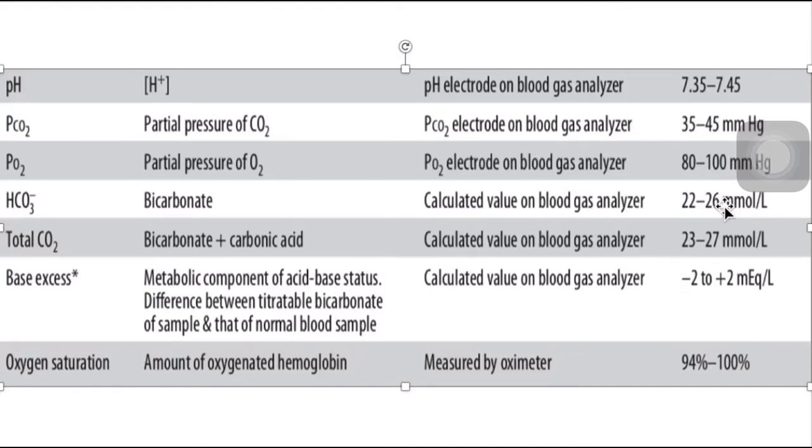Then we also have the concept of uncompensated, partially compensated, and fully compensated. When we say uncompensated, the kidney or the lungs have not compensated yet, so the PCO2 or bicarbonate counterpart has not adjusted to the condition. While when it is partially compensated, one of them must have compensated already. And when it is fully compensated, the blood pH should have become normal. So that is our indicator for full compensation.